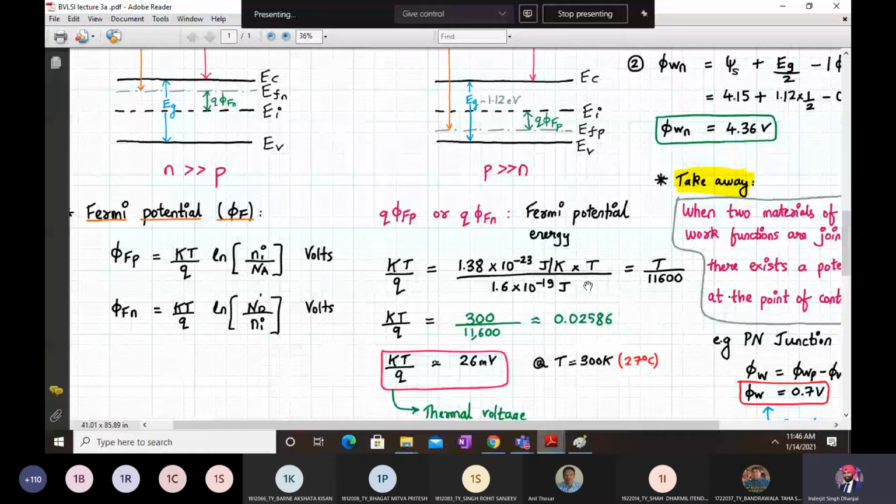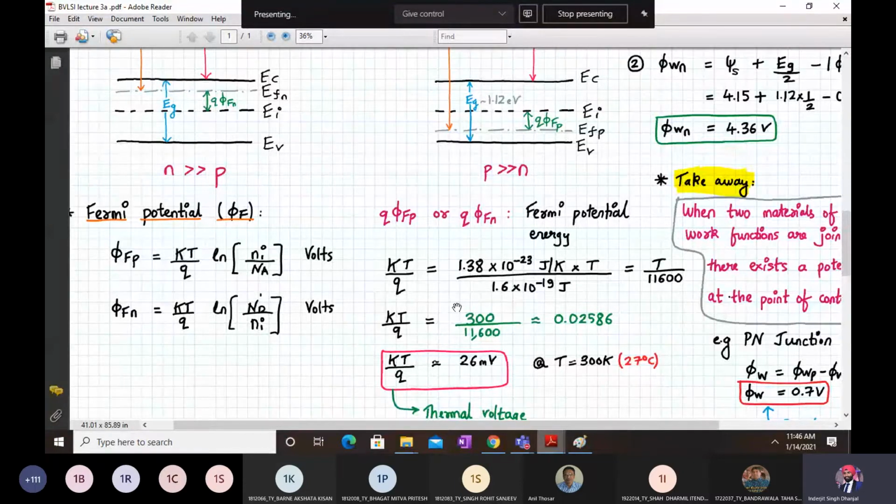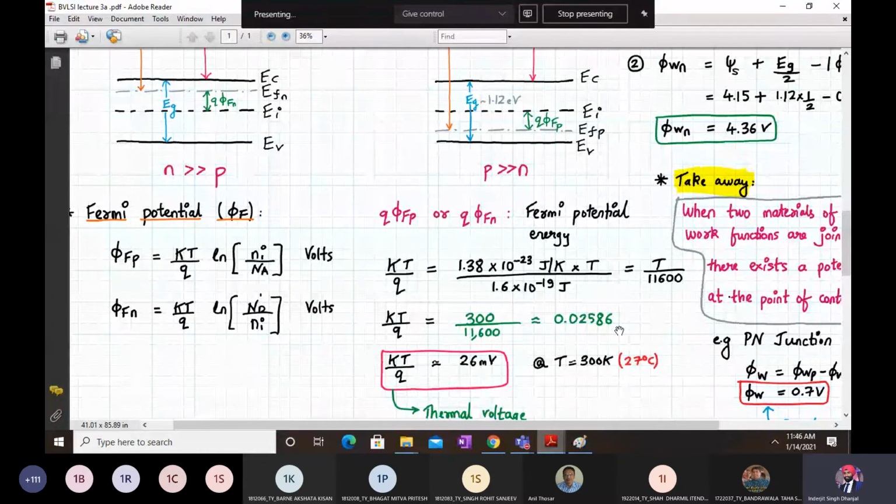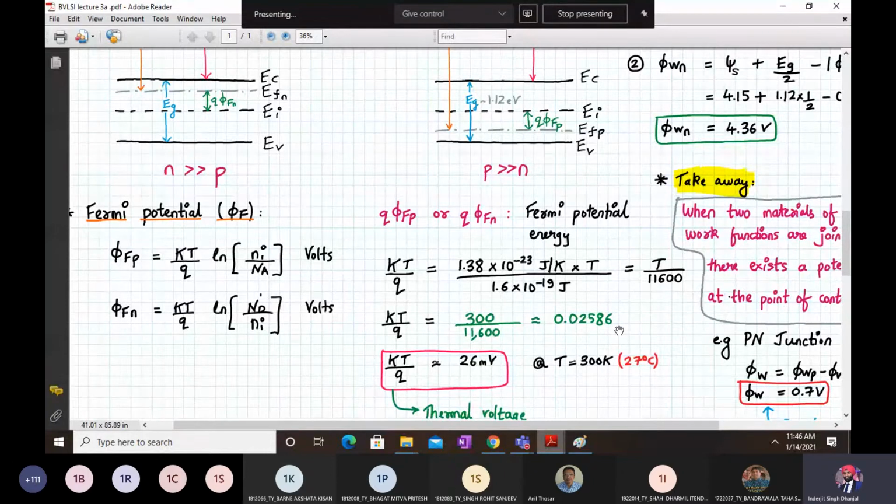Now, if you consider the room temperature, T is in Kelvin, right? Room temperature is around 27 degrees Celsius. In Kelvin, it is 300 Kelvin. So kT by Q, 300 divided by 11,600 will be approximately equal to, please check this in your calculator and type your response in your chat, whether you are getting this number or not. 0.025686.